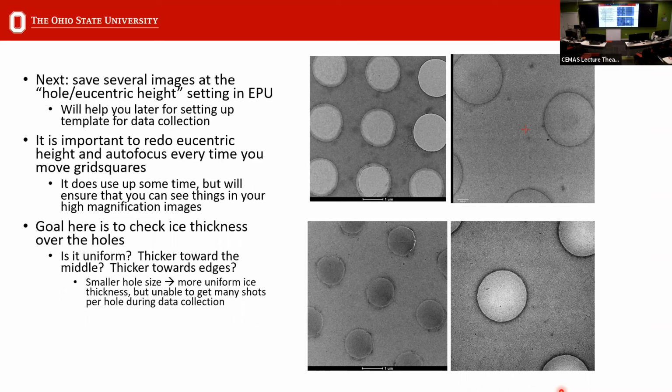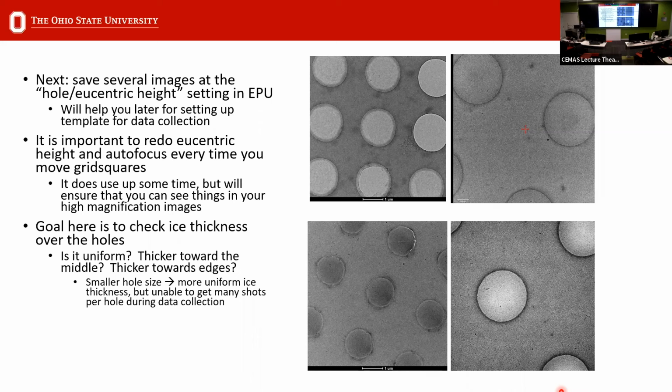Then here I move to a spot on the carbon, and then I redo the auto eucentric height and autofocus with EPU. And it's important to do that every time you move grid squares. I guarantee you your grid is not perfectly flat. So when you move grid squares, the eucentric height is going to be slightly different. So when you're taking your high magnification images, you want them to look good and be in focus. So take a few extra minutes to do those steps.